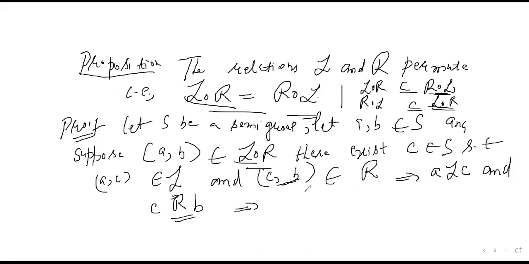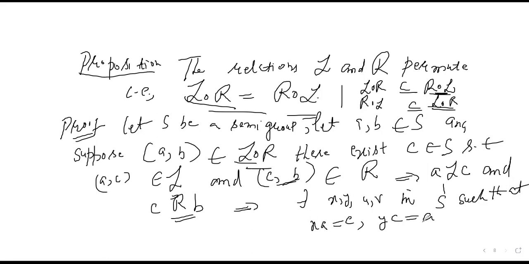So ALC and CRB. ALC means what? There exists some X, Y, U, V in S1 such that हमारे पास क्या होगा, XA equal to C, and YC equal to A, and then from the other side you will have CU equal to B and BV equal to C. ये इक्वेशंस आ जाएंगी, पहली दो इक्वेशंस by definition of L and the other two equations are by definition of R.